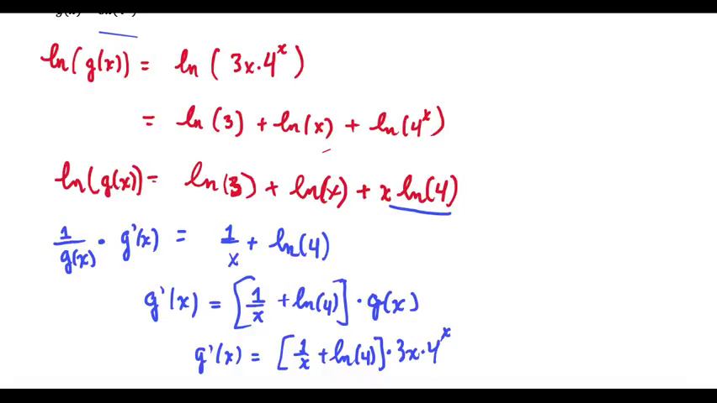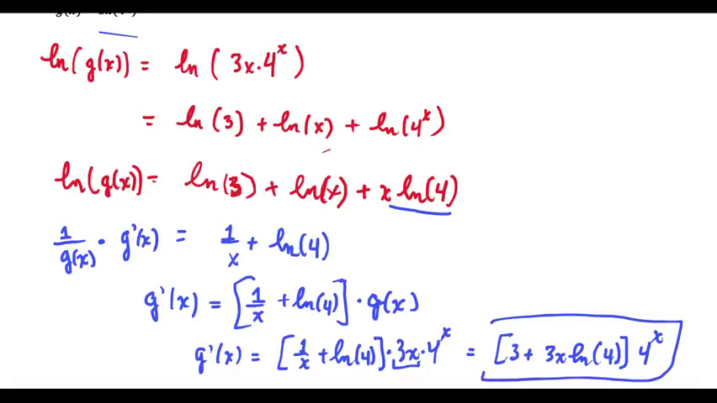And then I'm going to take this one step further, and I'm just going to distribute the 3x here through. So 3x times 1 over x is just 3, plus 3x natural log of 4 times 4 to the x. And there's maybe different simplifications of this problem, but this is one correct answer. So there you have it.